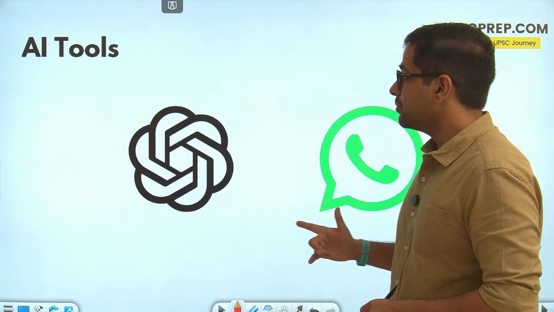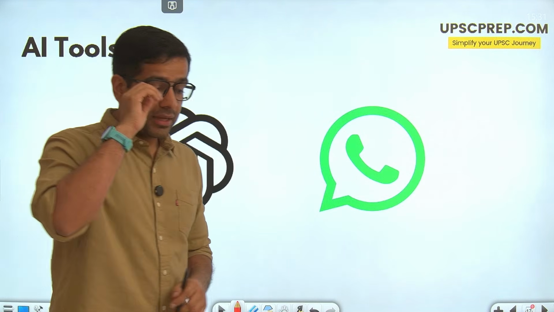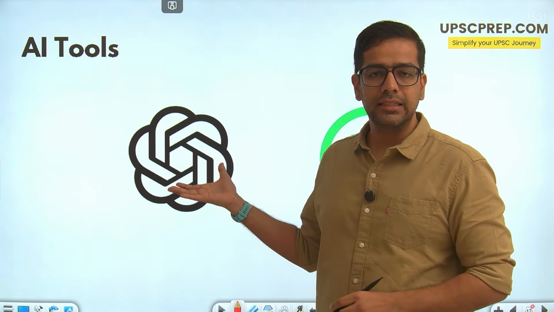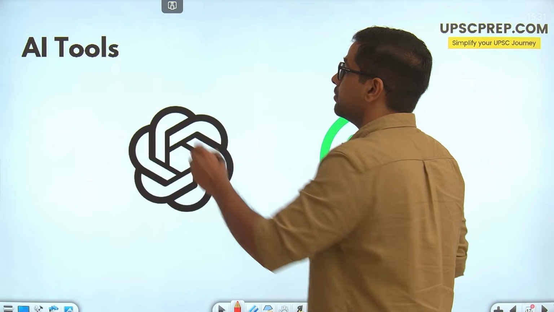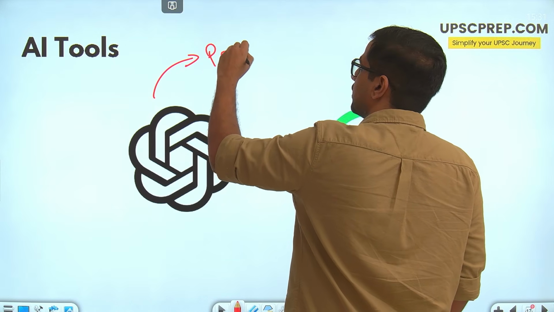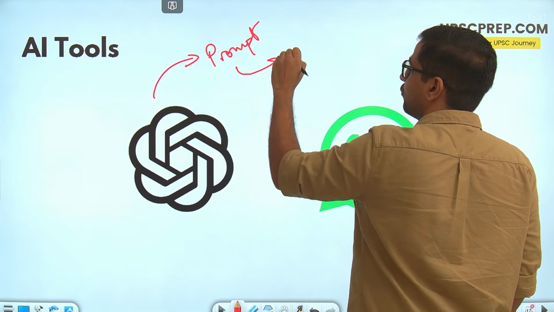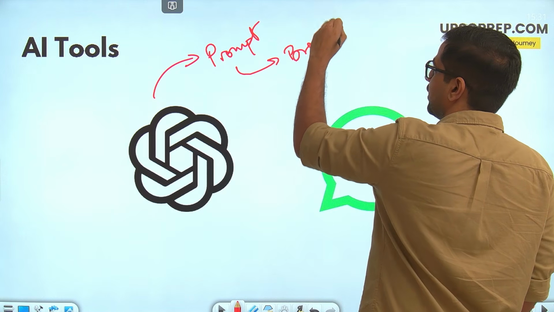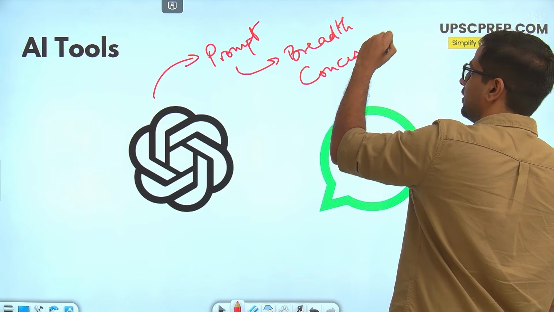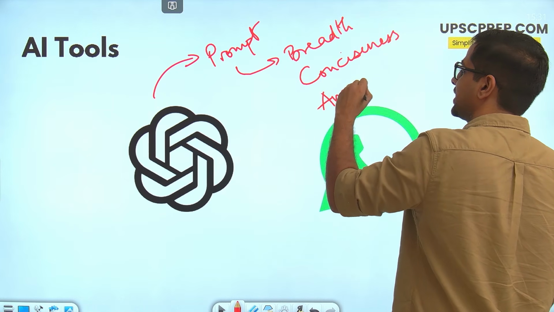What can you do on ChatGPT? Simply, I think it also has some image recognition capabilities. So what you can simply do, give it a prompt that this answer has to be checked for breadth, conciseness, and answering the question asked.